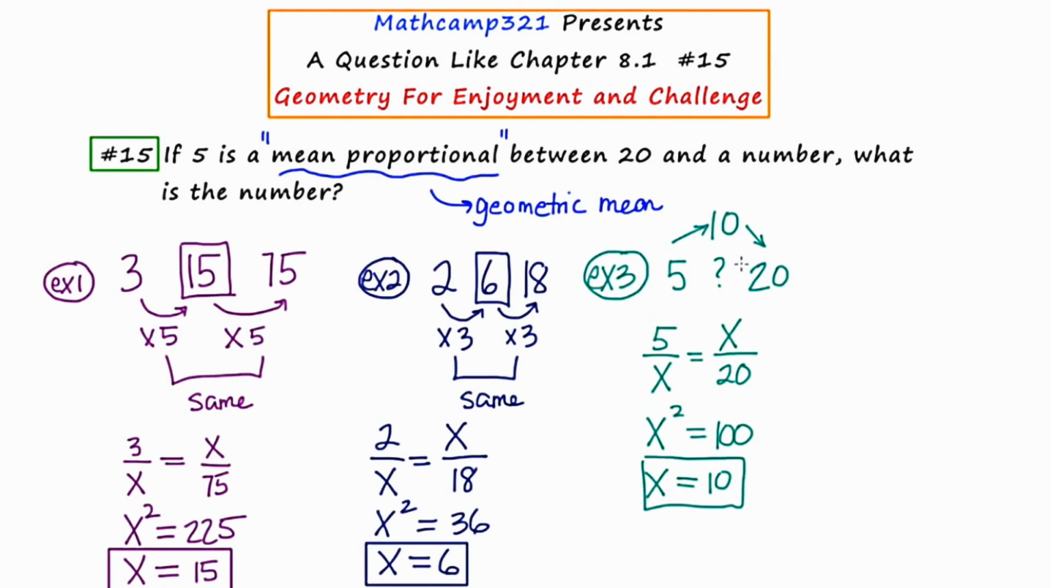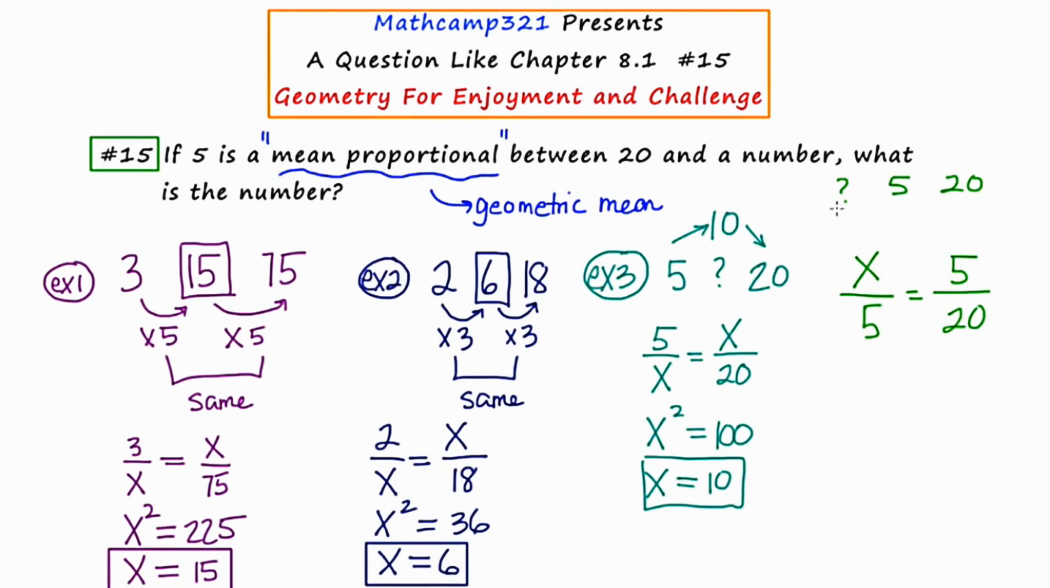So here are 3 cases where I've shown you how to find the geometric mean or the mean proportional. Now let's go to the actual question itself. This one, they give us the mean proportional. They say that 5 is the mean proportional. So in the first 3 examples, we were trying to find the mean proportional, but now they give it to us, and they say that 5 is the mean proportional between 20 and some other number. So basically, the setup is going to look something like this. We've got some number, we've got 5, and we've got 20. And 5 is the mean proportional between 20 and some other number.